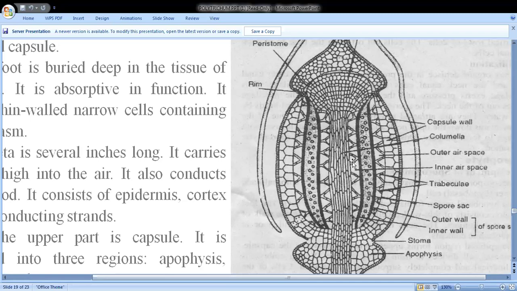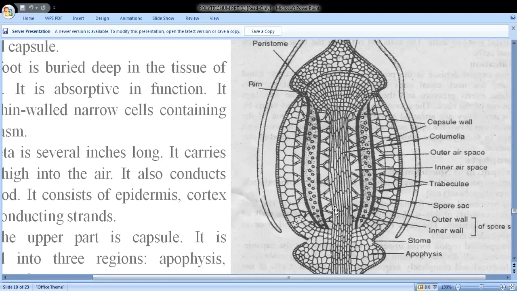Okay, so left side and right side, outer air space and inner air space. In between, in that capsule, the columella is there. This is the capsule wall. This is the spore sac, outer wall and inner wall. This is the stomata. This is the apophysis. Okay, see here. So the spore sac consists of 4 to 6 rows of cells, the sporogenous tissue. Then these cells undergo reduction division and form the haploid spores.